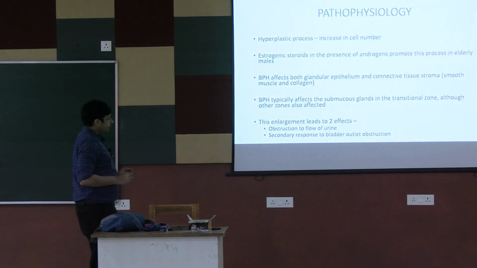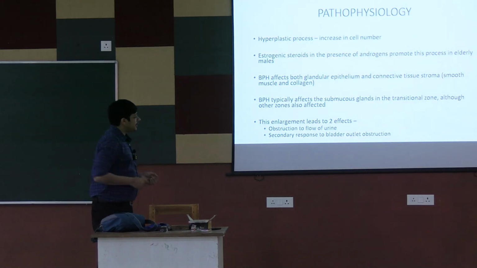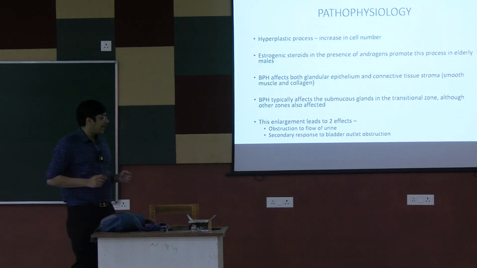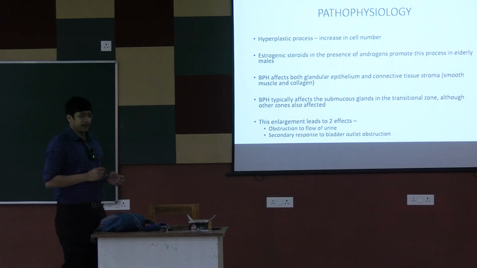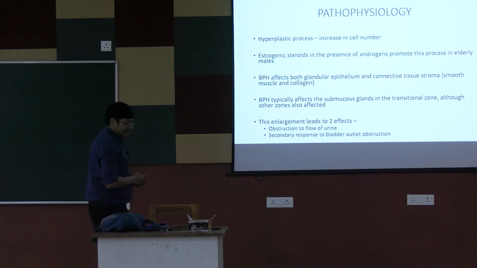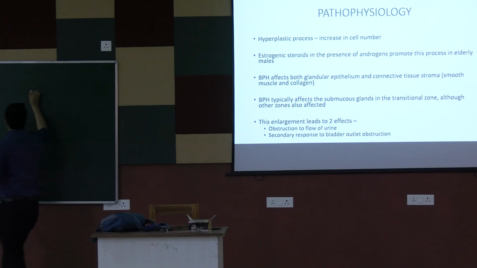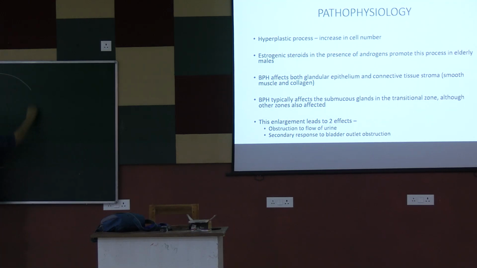So, as I said previously, the transitional zone is mainly affected by this hormonal process, and other parts are also affected. So, what happens is, this is the bladder and this is the urethral outlet, and here lies the prostate. The increase of the prostate gland can happen in whatever format, it is not a fixed format.